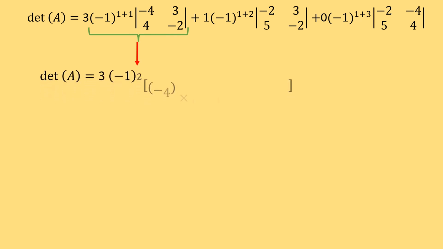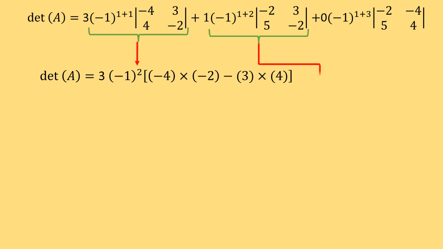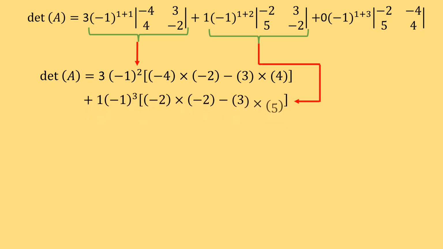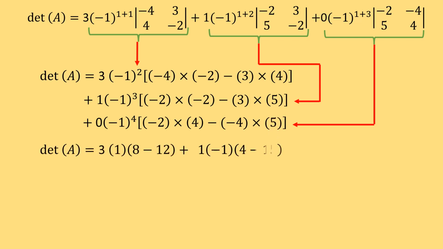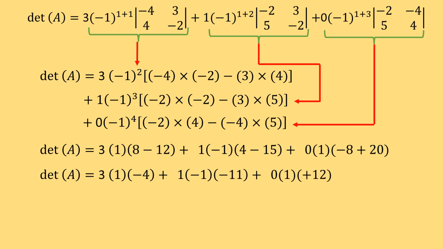Our determinant will now be, when we express it further, for the first, for the second part, and for the last part, we are going to sum everything together. And if we do this, we are going to get determinant of A to be -1.